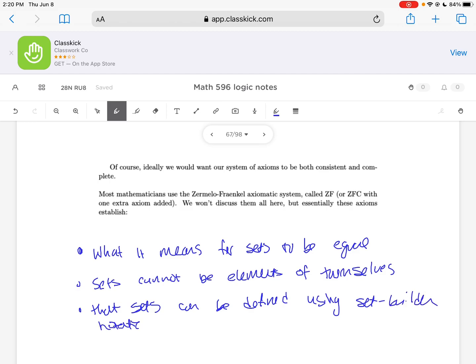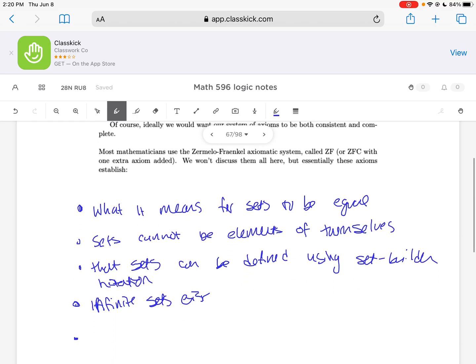It allows us to state that infinite sets exist. And a few others. I won't list them all here, but there are a few other axioms involved in the ZF system. These are all sort of reasonable things, and while we often take them for granted and aren't really thinking about them when we're proving things, each one of them has important implications.